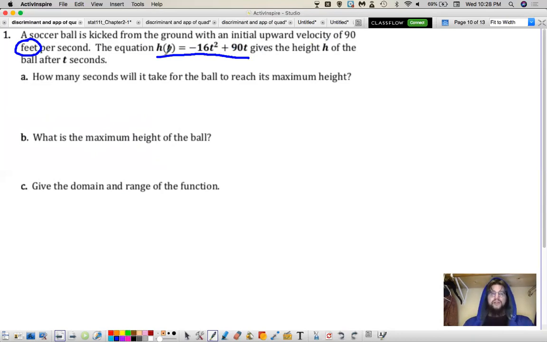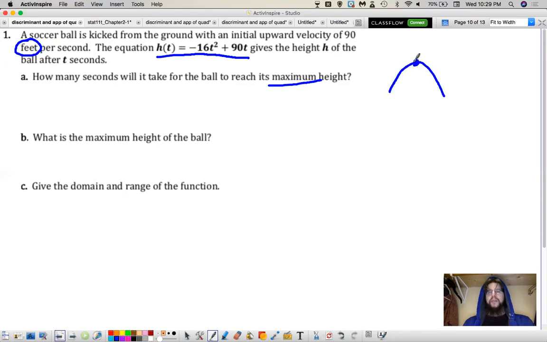Now, let's read what it's asking us to find. How many seconds will it take for the ball to reach its maximum height? Okay. That's not asking for us to find when it hit the ground, so we're not going to set that equal to 0 and just do the quadratic formula. The maximum, that should ring a bell, hopefully. Think about it. It's a soccer ball being kicked, so it's on the ground, it goes up in the air, and then it comes back down. Something like that. That's the path of pretty much anything in projectile motion. It's going to look like some sort of upside down parabola.